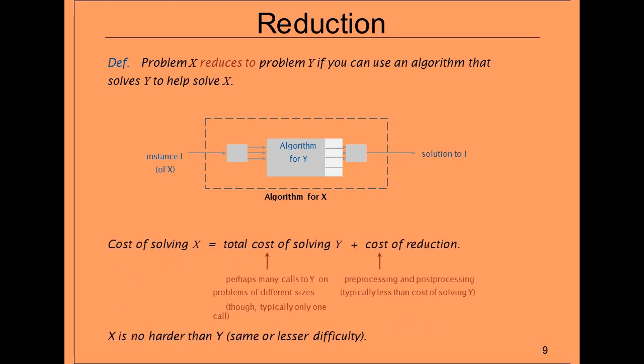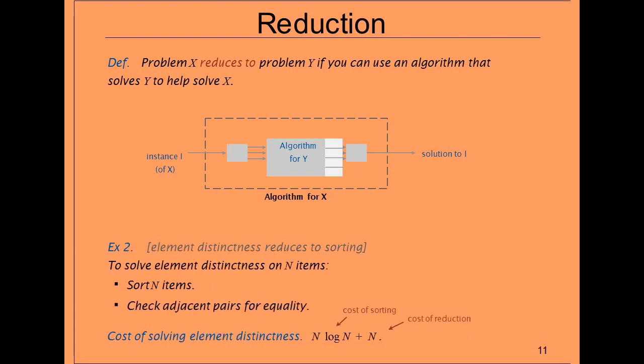So total cost of solving X will be the cost of solving Y plus the cost of reduction. So when we have such problems, then we say that X is no harder than Y. That means you are able to reduce X to Y.